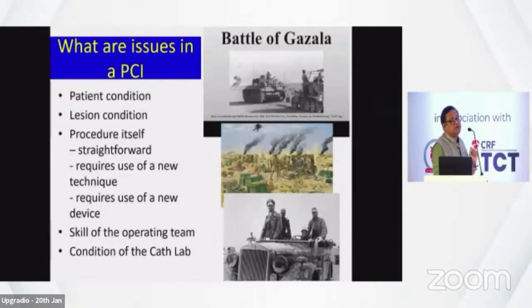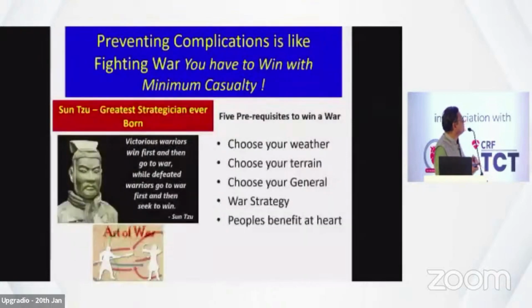So what are the issues in PCI? What are the things that you need to look at? Number one, patient condition. Number two, lesion condition. Number three, the procedure that you are planning, that you have to consider whether it's a straightforward procedure, whether it requires the use of a new technique, whether it requires the use of new hardware, what is the skill of the person doing it, that means your own skill, and what is the condition of the cath lab. So you need to look at all these things before you start doing the procedure.